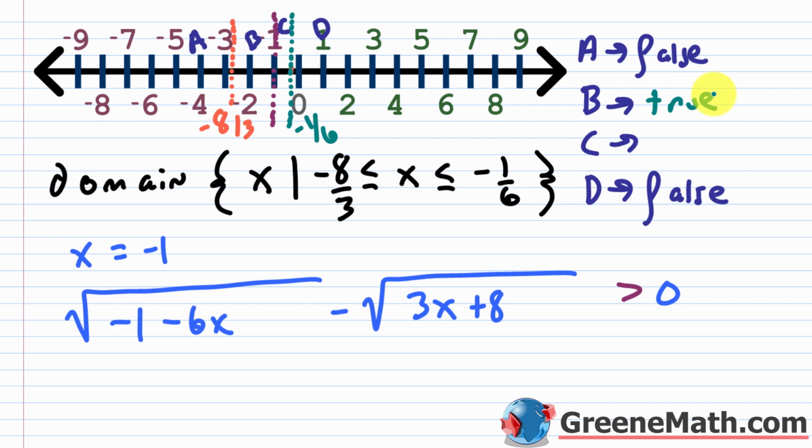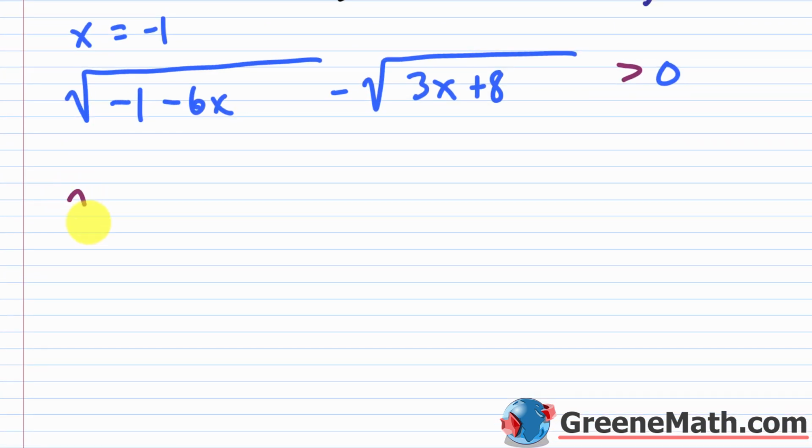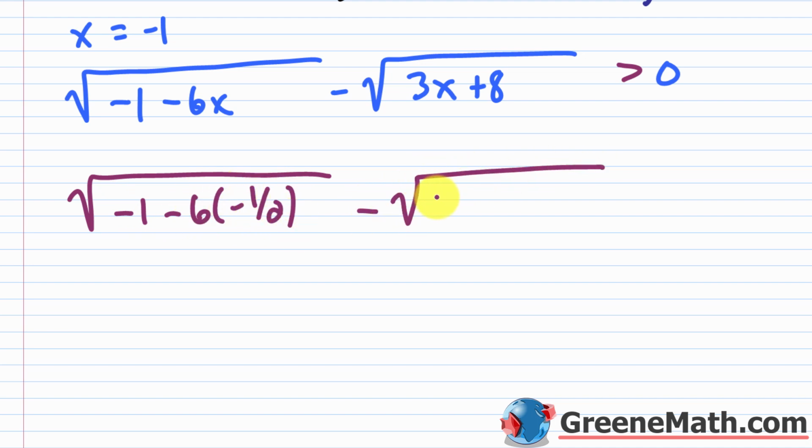Now for completeness, let's check something in region C. And this is a tight window. So I'm just going to pick something like negative 0.5 or negative 1/2 and just show you that it doesn't work. I'm just going to write here right now that it's false, but I'll just prove that to you. All right, so let's set this up. I'm going to go the square root of negative 1 minus 6 times negative 1/2, then minus the square root of 3 times negative 1/2, then plus 8. And this is greater than 0.